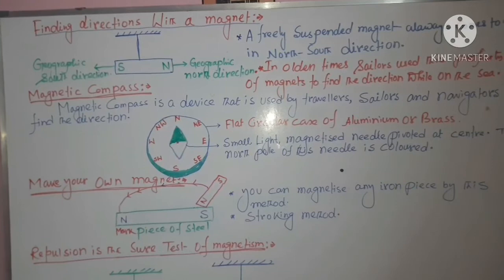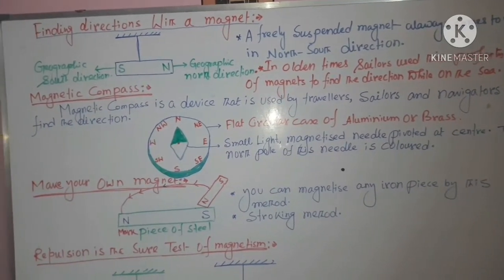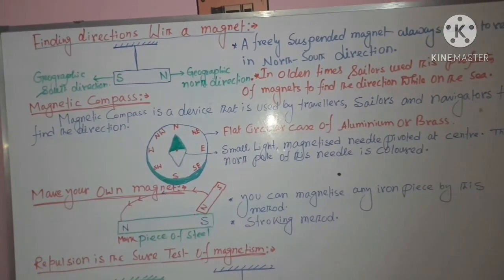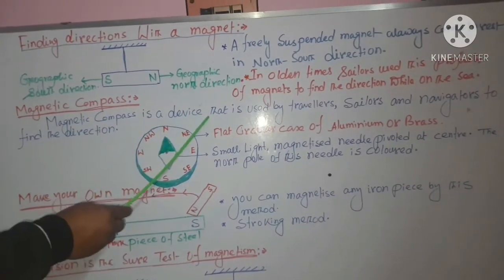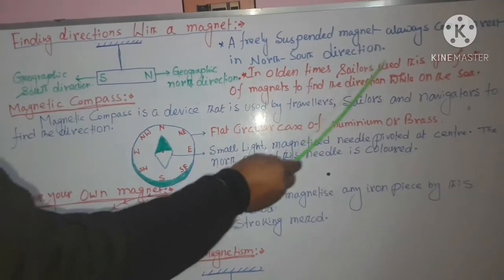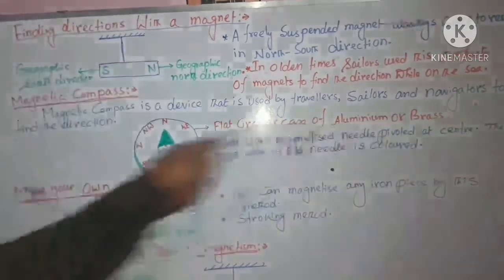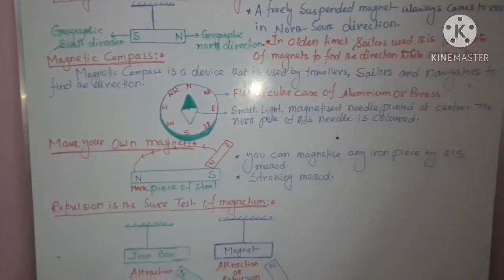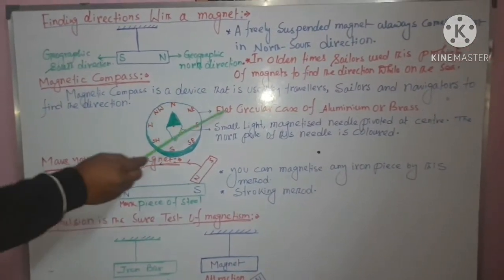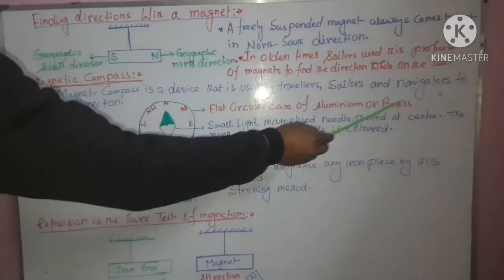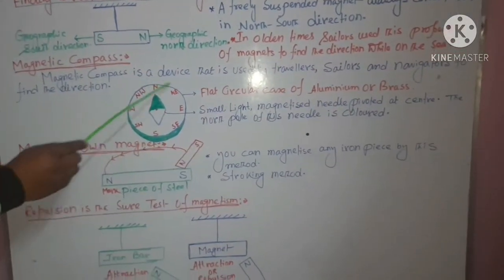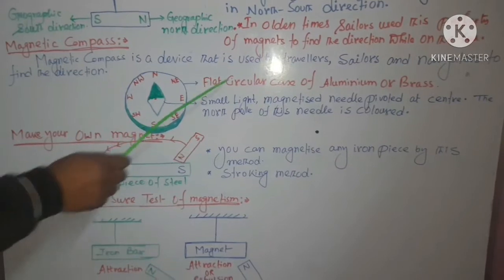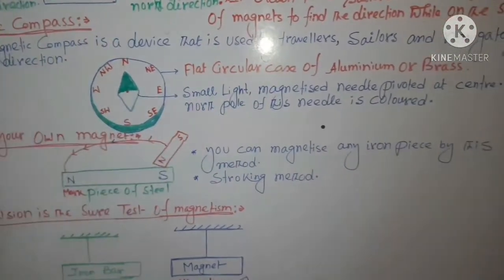So first you have to know what a magnetic compass is and how it is made. A magnetic compass is a device that is used by travelers, sailors and navigators to find directions. A magnetic compass consists of a flat circular case made of aluminium or brass. The top face of this circular case is covered with a glass.